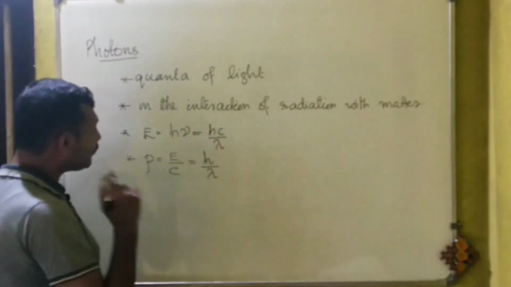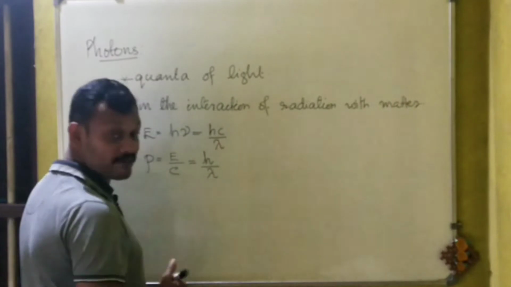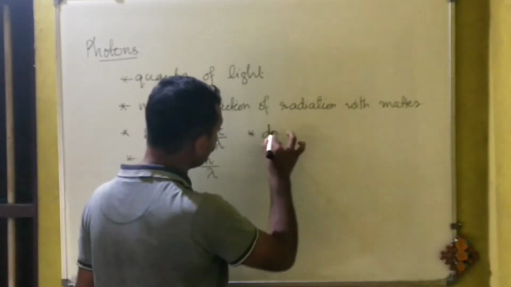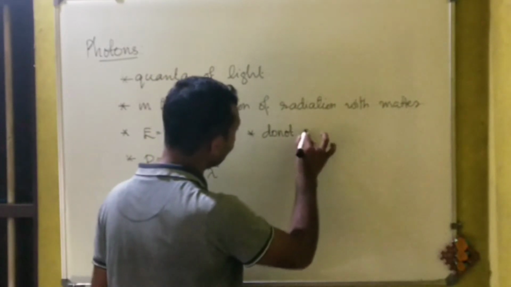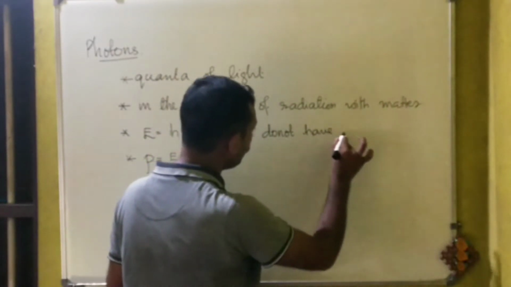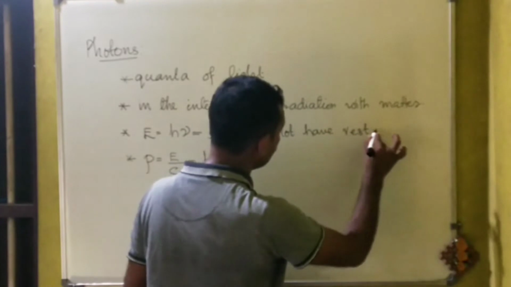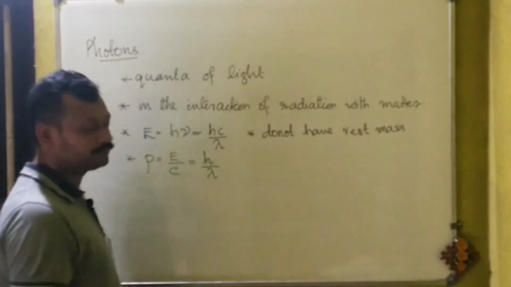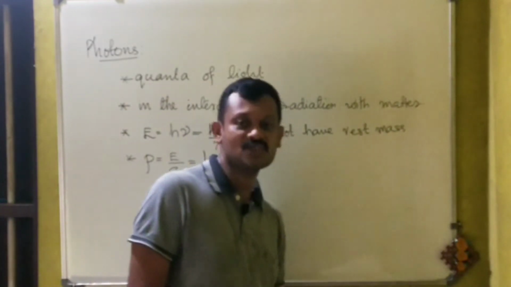Then the question, what is the mass of a photon? Let me tell you an important point. Photons do not have rest mass. The rest mass of photons is equal to 0.